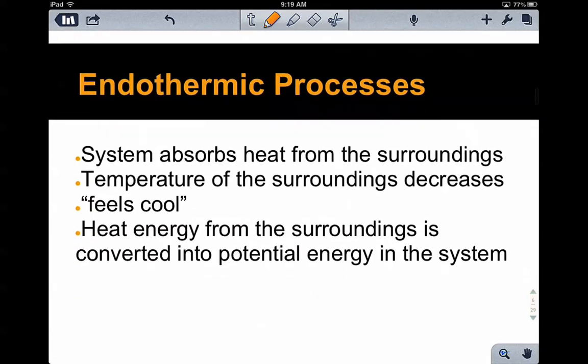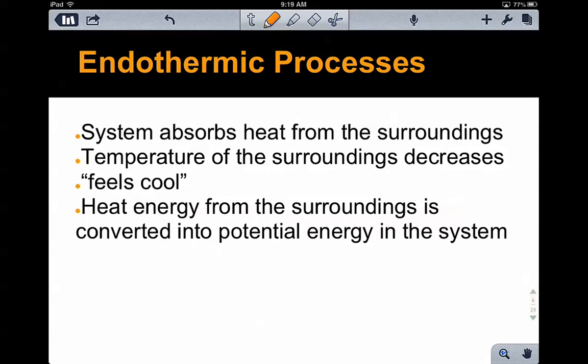And then with an endothermic process, the system absorbs heat from the surroundings. And again, you are a part of the surroundings. So the system actually sucks heat from you, and so because of that, it feels cool.